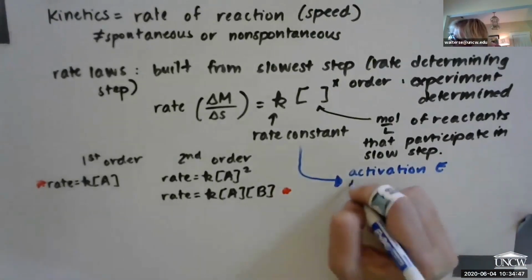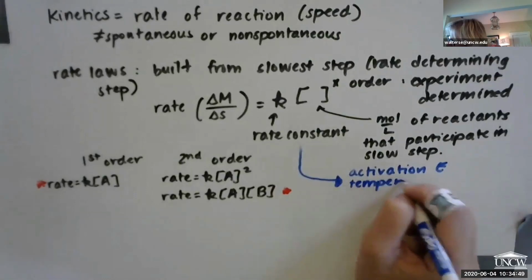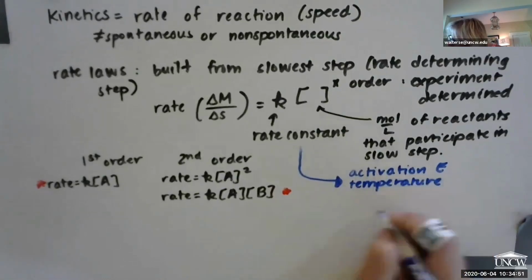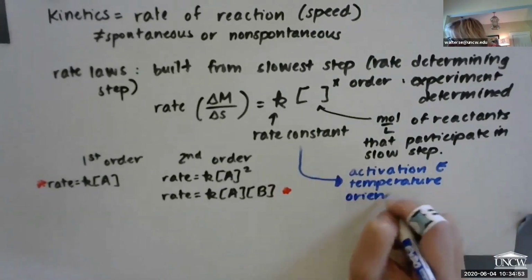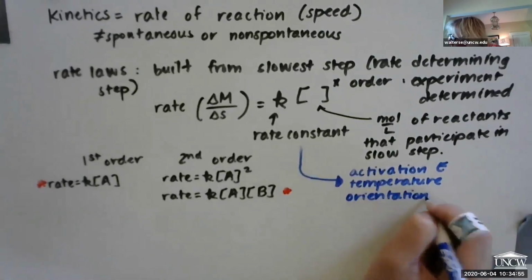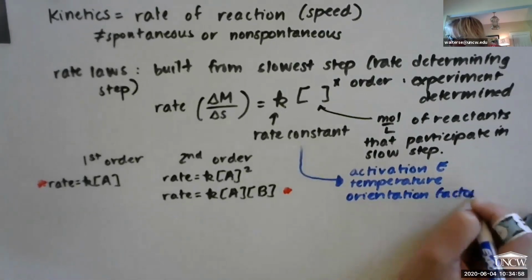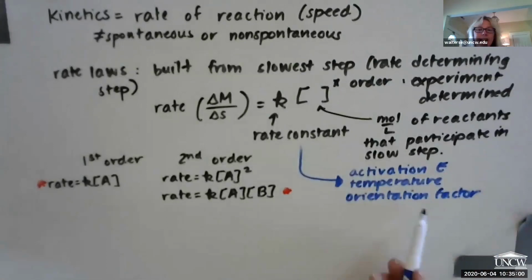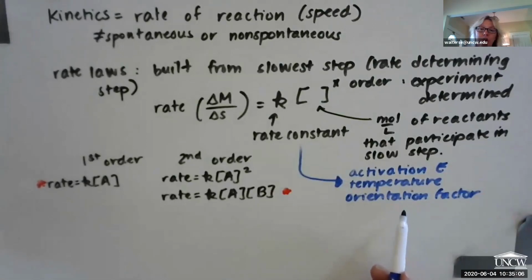And the temperature, and something that's called an orientation factor. The orientation factor has to do with what happens when molecules collide, because if they're not oriented in the right way or colliding with the correct amount of energy, the reaction won't take place.